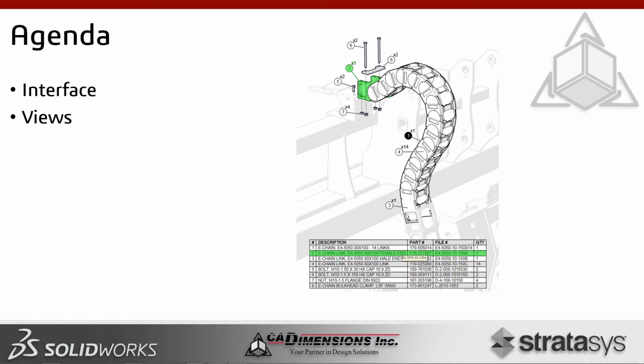Then we're going to take a look at the views and how to create views, because the views are what you're going to use to export things out to utilize for your documentation. We're going to take a look at bill of materials, how to successfully create a bill of materials. Now, we're actually not going to be creating a bill of materials, but we've got a nice little subject to talk about when it comes to bill of materials.